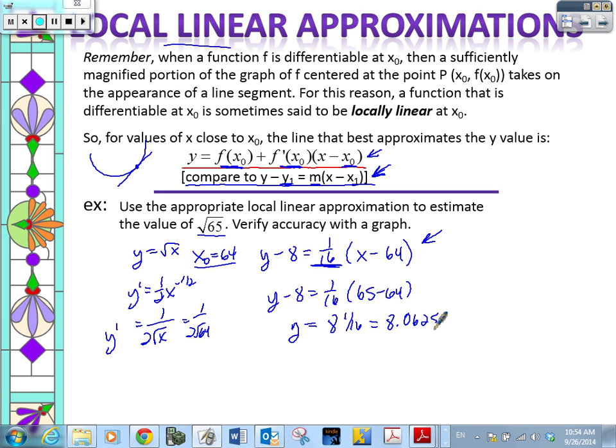8.0625. And just out of curiosity, I wanted to know what the calculator says the square root of 65 is. And the calculator says it is 8.06225. So our technique was pretty good. It was pretty close, out to the thousandth. That's pretty nice. That's a good estimating technique. And in the higher maths, estimating techniques will become more and more important to us.